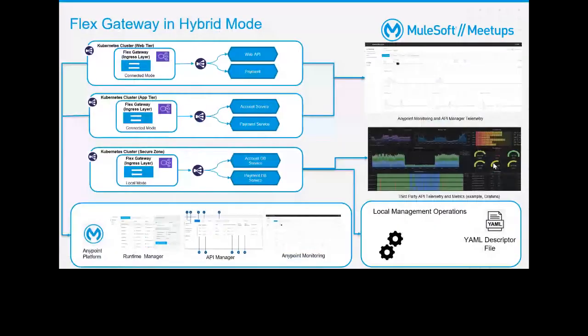Recently I set up this particular architecture where I have multiple Kubernetes instances. For system API, I have a separate Kubernetes instance. For process API, I have a separate Kubernetes cluster. Then for Express API, I have a separate Kubernetes cluster, right? My system API is in the secure zone, my process API is in the app tier, and my Express API is in the web tier, which is directly exposed to your external clients.